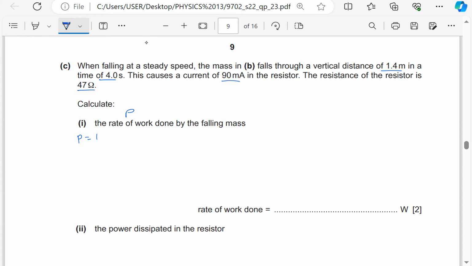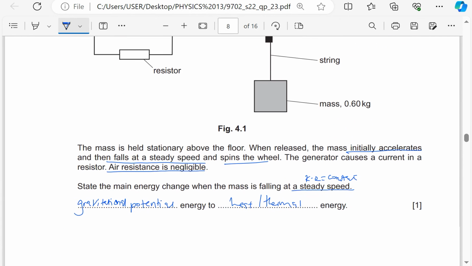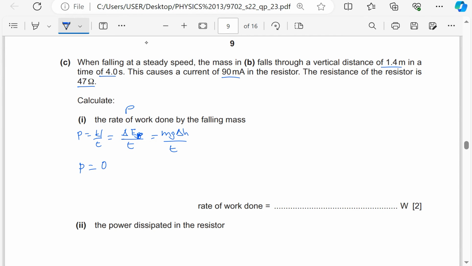So we know that power is equal to work done over time taken, where work done is the change in gravitational potential energy. Then this is divided by time, which is mg times change in height, divided by t. Or you can use force times velocity. So power is going to be equal to m, which is 0.6, so this is 0.6 times 9.81, then h is 1.4, then the time is 4.0.